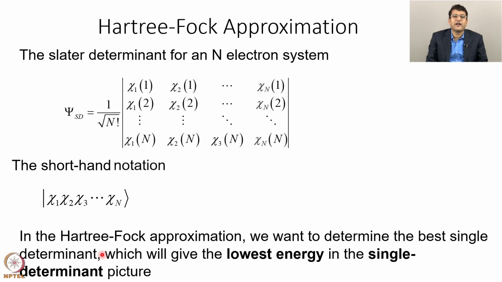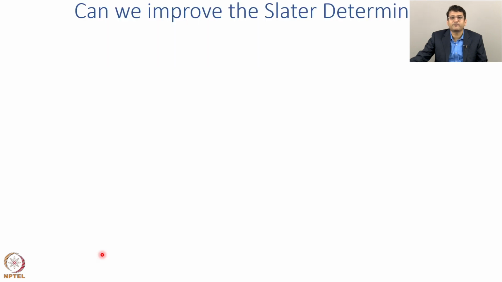Now, I want to get that single determinant which will give me the lowest energy in that single determinant picture. So, Hartree-Fock determinant always gives you the best determinant in terms of energy because it will lead to the lowest energy possible in the single determinant picture. If you generate any other determinant, it will have either the same or higher energy than the Hartree-Fock, and that comes due to the fact that Hartree-Fock is solved using the variational principle.